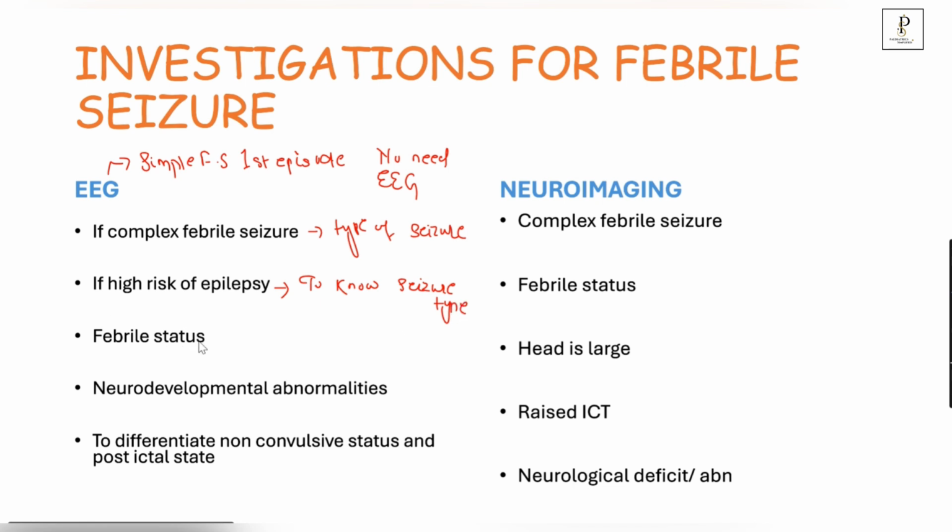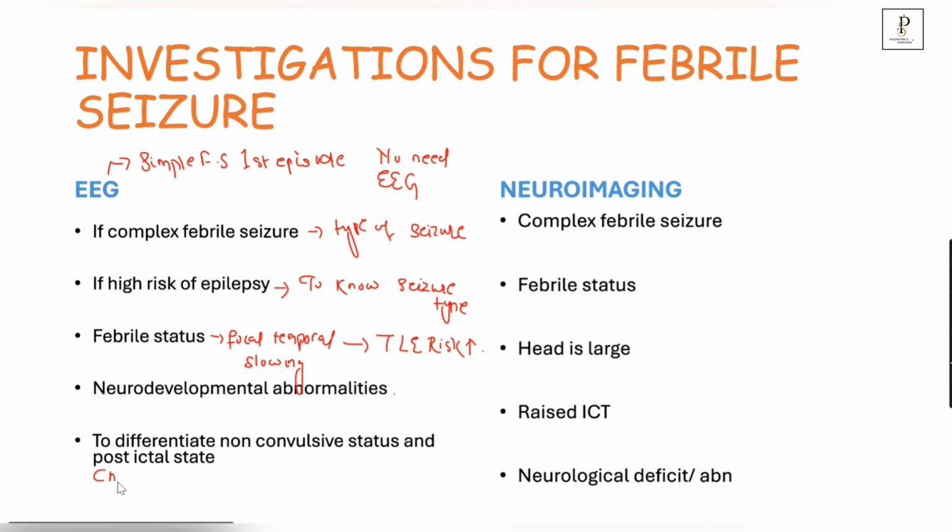If it is febrile status and you do EEG and there is focal temporal slowing of EEG, then there is a chance of developing temporal lobe epilepsy. Risk will be high. Then, neurodevelopmental anomaly, and you have to do EEG to differentiate between non-convulsive status and post-ictal state.